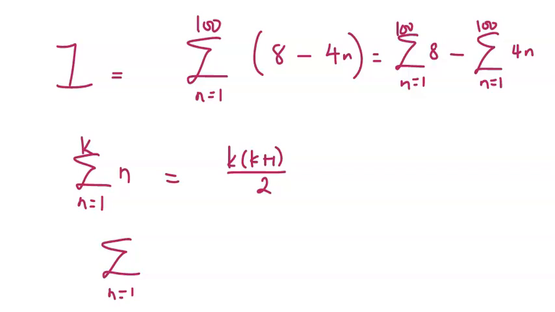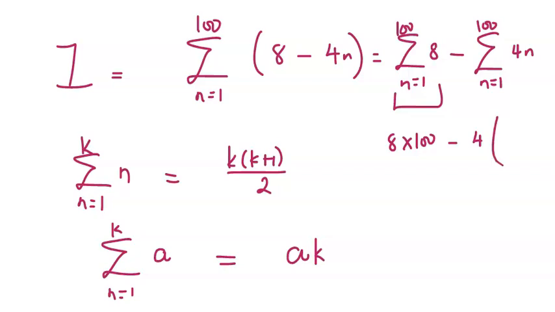Then when we have the sum as n goes from 1 to k, and let's say we have a constant a, this will be equal to a times k. So therefore, this part is going to be 8 times 100. Then minus, this part we have 4, so we're going to take out the 4, and the sum as n goes from 1 to 100 of n is going to be 100 times 100 plus 1, which is 101, and then divided by 2.